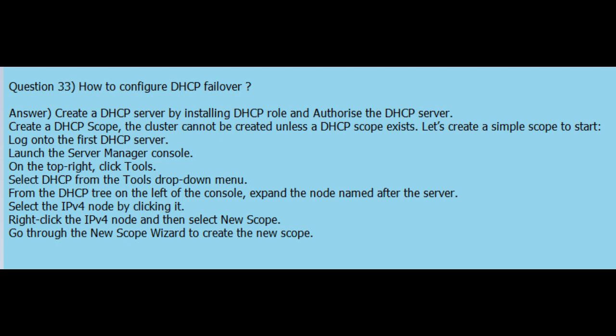Log on to the first DHCP server. Launch the Server Manager console. On the top right, click Tools. Select DHCP from the Tools drop-down menu. From the DHCP tree on the left of the console, expand the node named after the server. Select the IPv4 node by clicking it. Right-click the IPv4 node and then select New Scope. Go through the New Scope wizard to create the new scope.